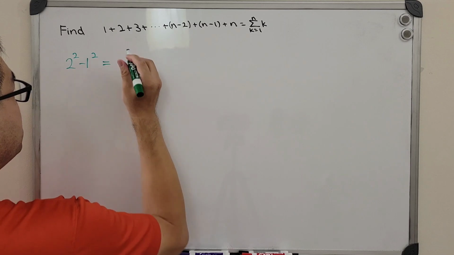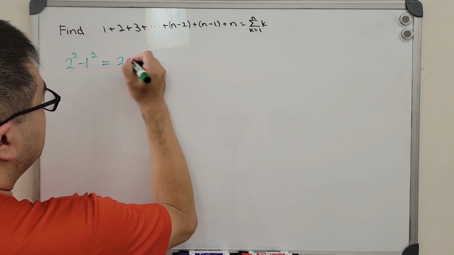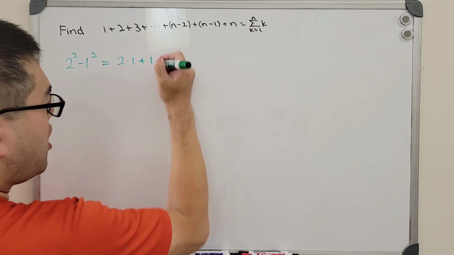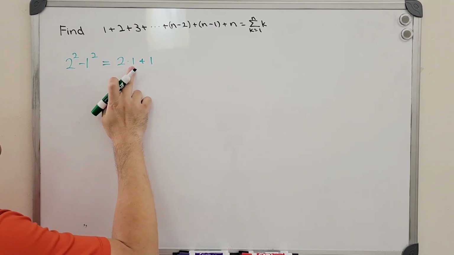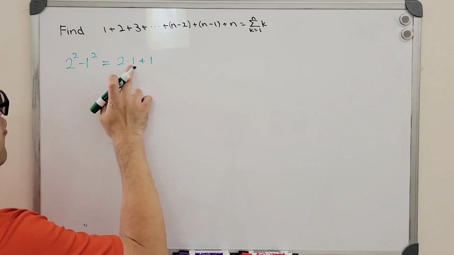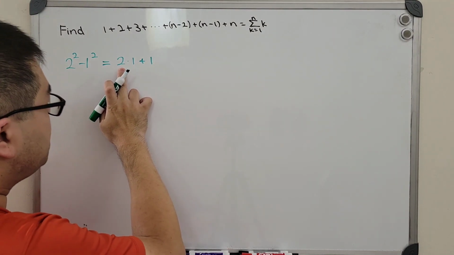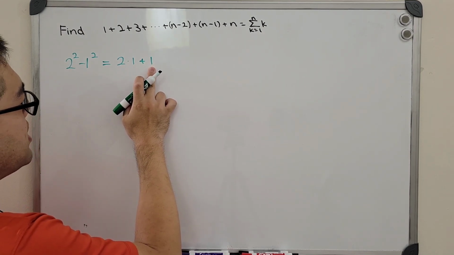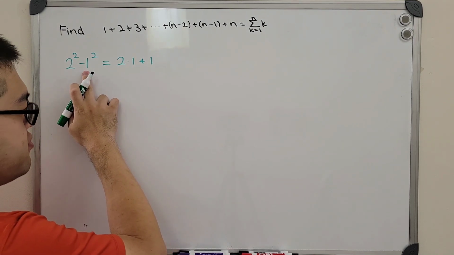Then using the expression, we'll end up with 2 times x, which is in this case 1, plus this constant 1. Now notice that this one and this one are actually different. The first one that's attached with the 2 is based on the variable that we set up, where this one here is just a constant no matter what variable we choose.